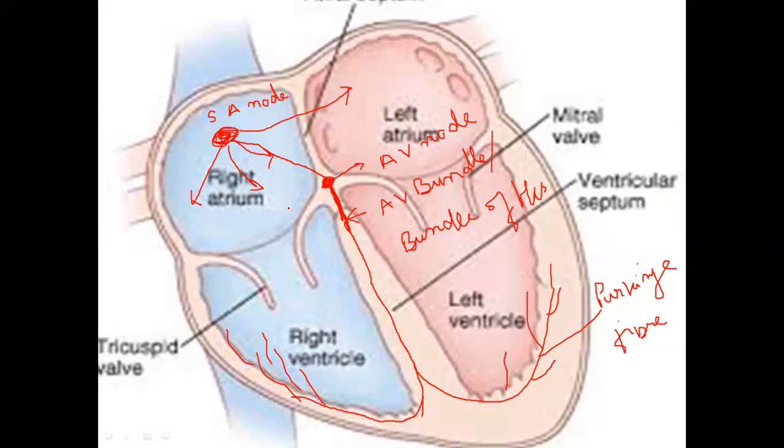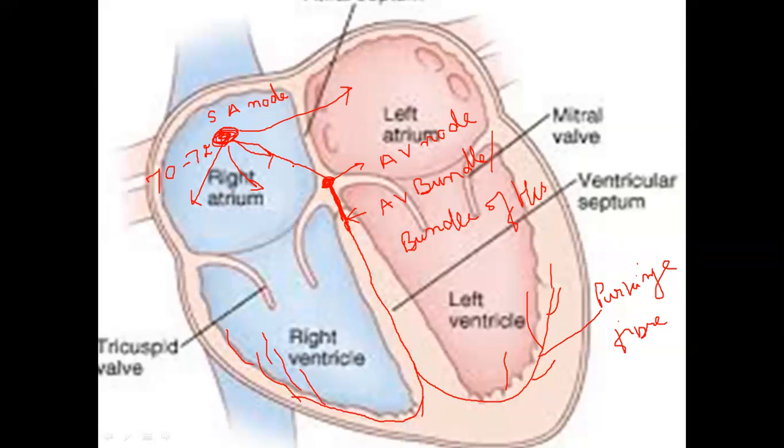Now in this process, the SA node is generating this impulse 70 to 72 times in a minute. So you can see it is setting the pace at which the heart is going to beat. This is the reason the SA node is also known as the pacemaker of our heart.